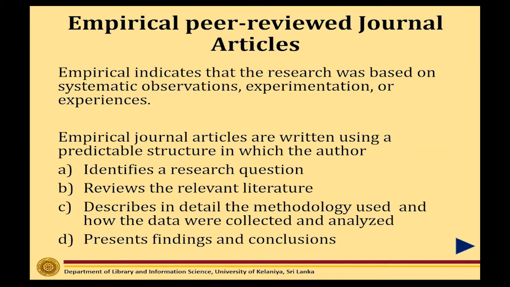The term empirical indicates that the research was based on systematic observations, experimentation, or experiences. That's the normal study that we are all carrying out. In that way, empirical peer-reviewed journal articles will show you the research questions, relevant literature, the methodology they have used, and the findings, conclusion, and further recommendations as well, right? So this is one type of journal article. I will review the other 2 as well, and then I will practically show you 3 examples related to these 3 types of peer-reviewed journal articles, right?